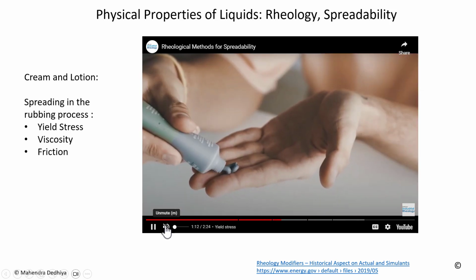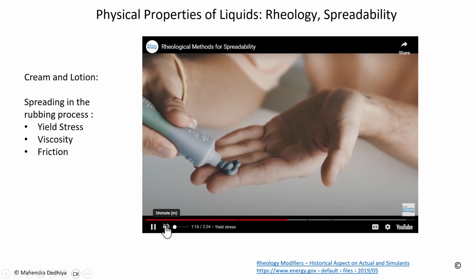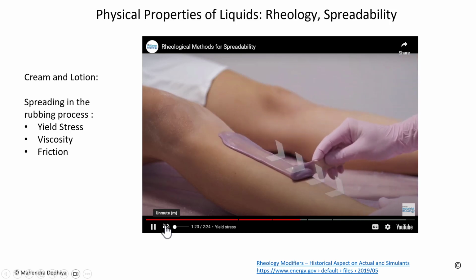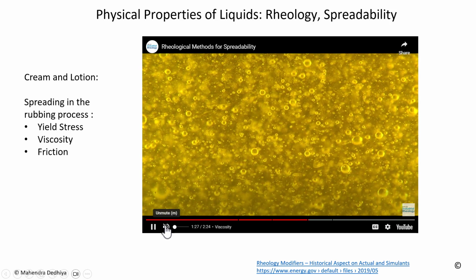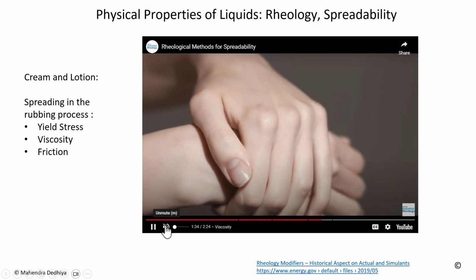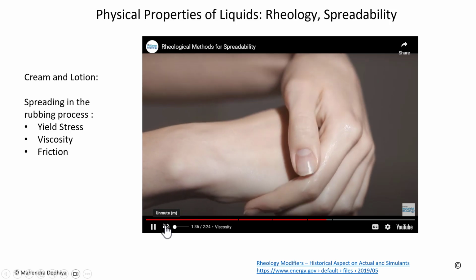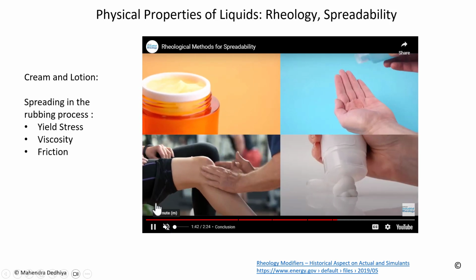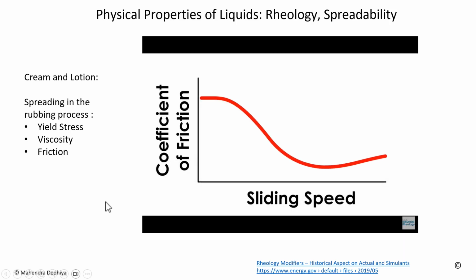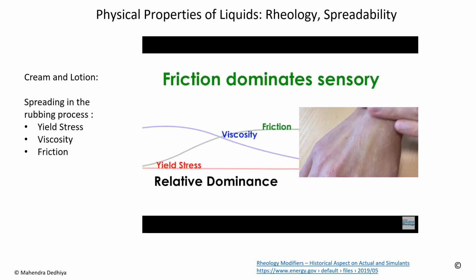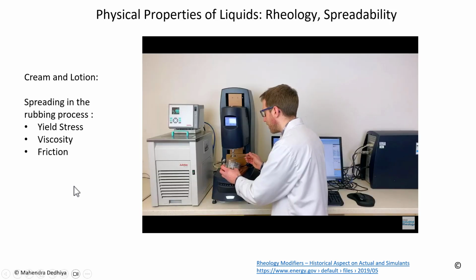So when we take a cream, we need yield stress, a certain force. Once force is applied, viscosity takes over. It starts spreading, for products like gels and toothpaste. So viscosity is shear rate dependent. And the last step is friction. We will have friction that is going to provide the feel for the product. All three properties are involved in the sensory analysis of creams and lotions.